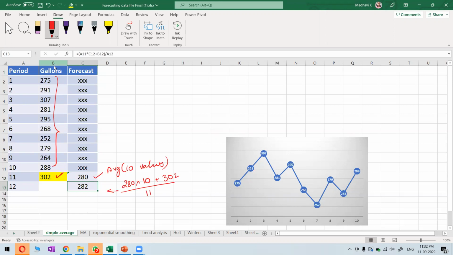At any point of time, it is a very rare case that the actual value and the forecasted value will be the same. So the difference is called error. Error equals actual minus forecasted value. It can be positive or it can be negative, but the difference is called error.